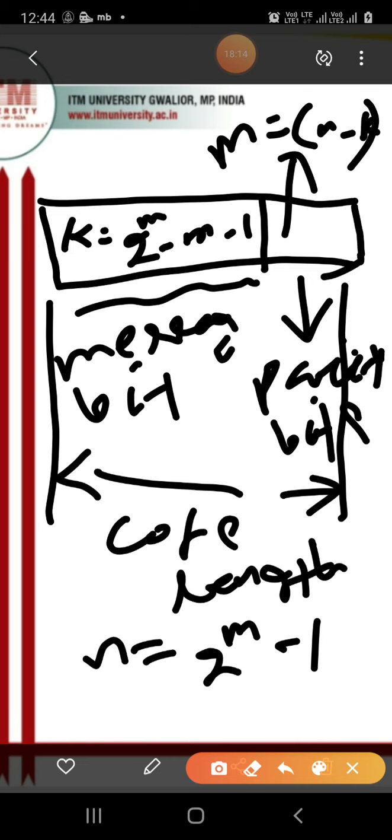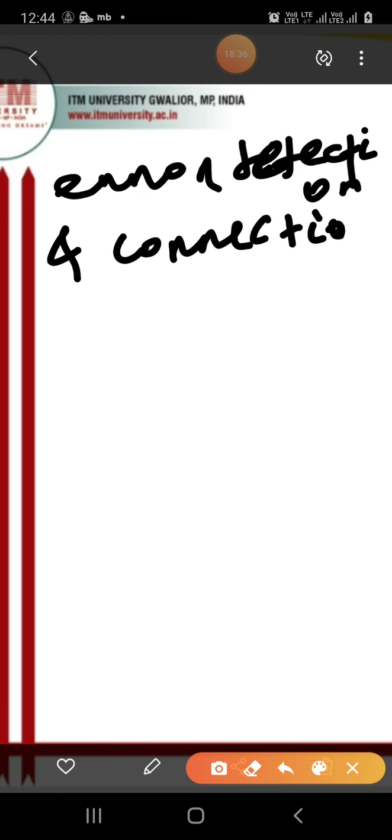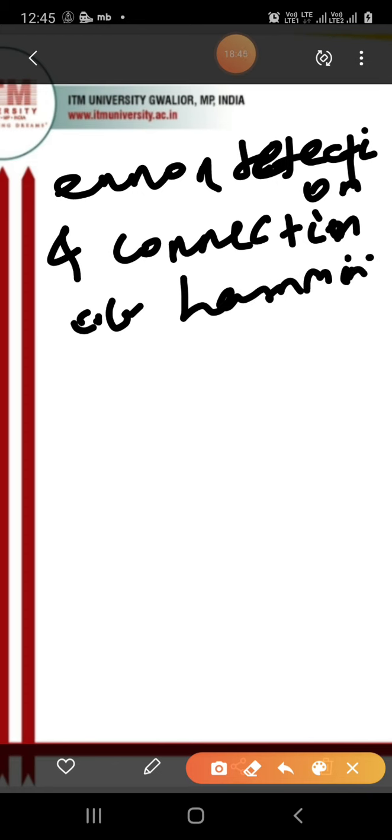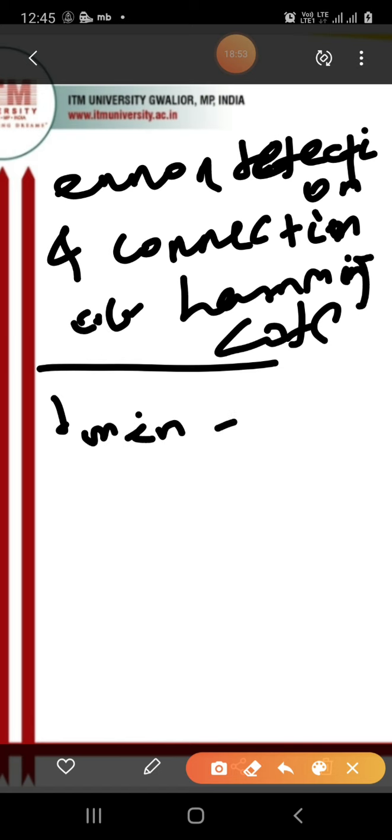Now I want to talk about the error detection and correction capability of Hamming code. For minimum distance d min equal to 3.